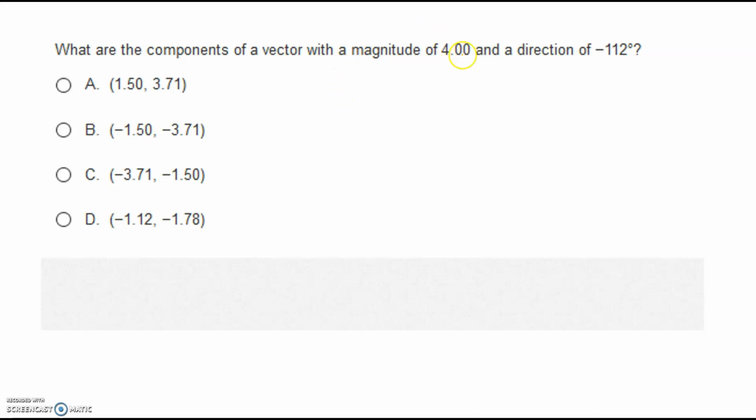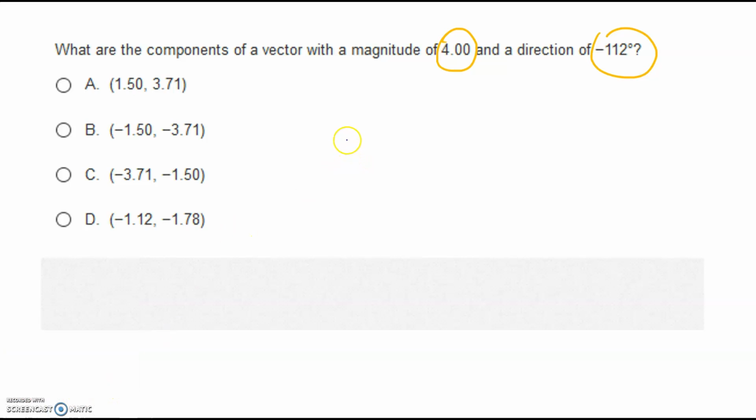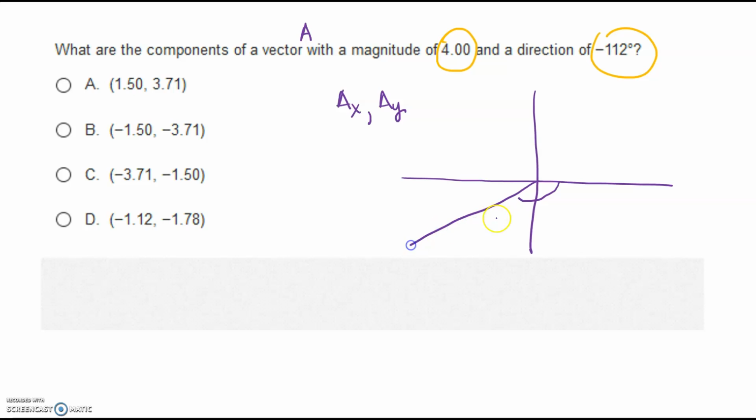What are the components of a vector with magnitude 4 and direction of negative 112? So what I did was, I am looking for, I have to not have this color because I cannot see it. Okay. I need AX and AY. I just called this vector A. You can call it whatever you want. And so when I graphed this, the direction of negative 112, I said, is going to be this way. So it's going to be in this quadrant.